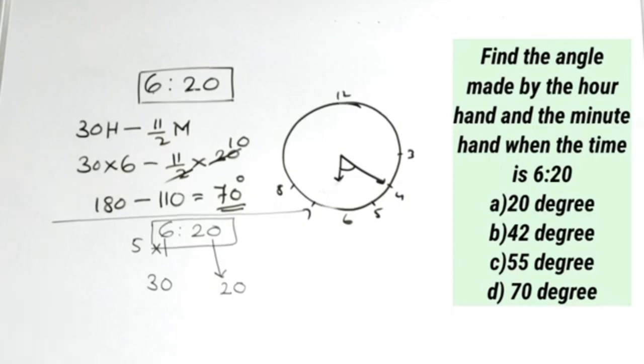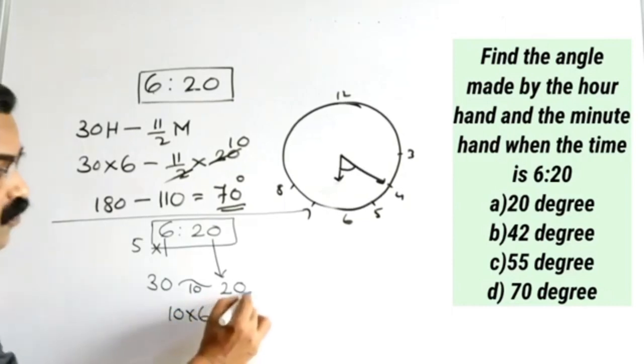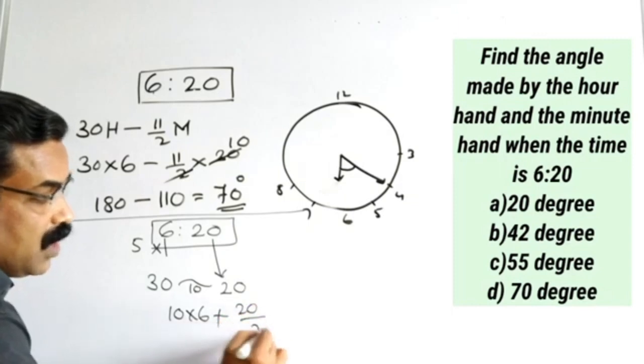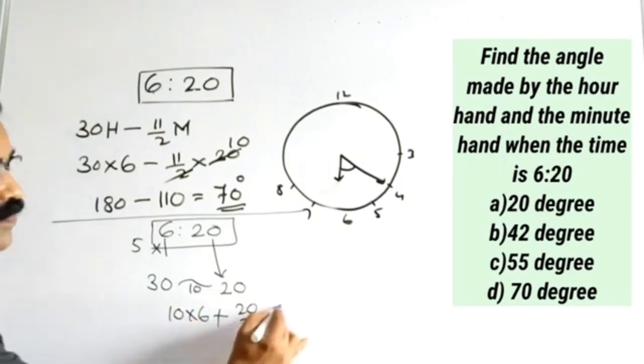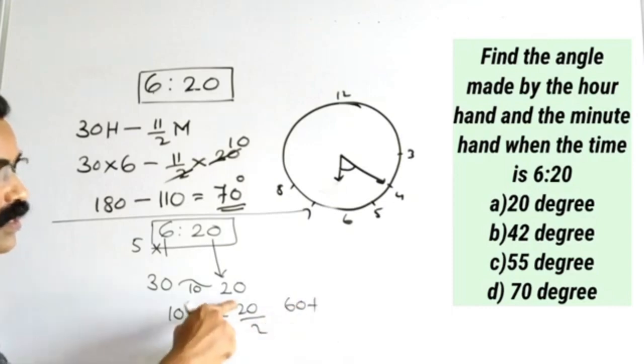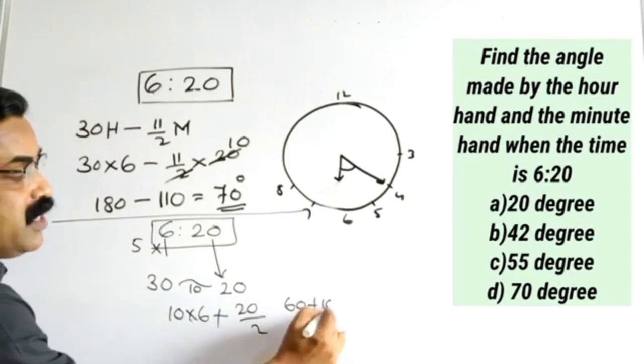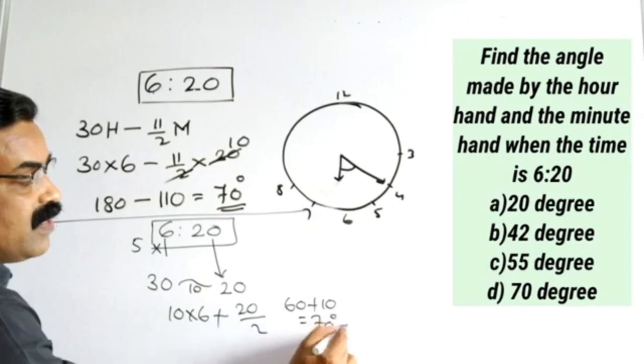So now you can see there is a difference. What is the difference between 30 and 20? 10 is the difference. So that 10 multiplied by 6, plus half of this 20, 20 by 2. 10 into 6 is 60, plus 10, 20 by 2, 10. 60 plus 10, the answer will be 70 degrees.